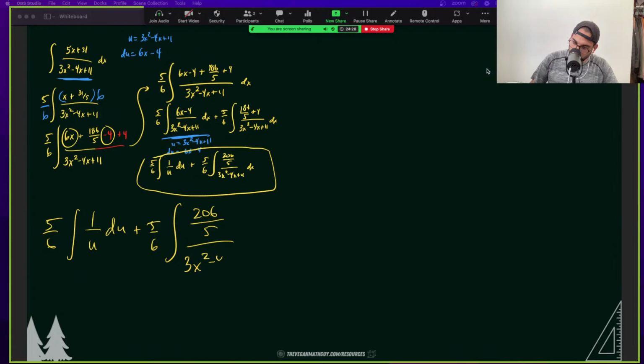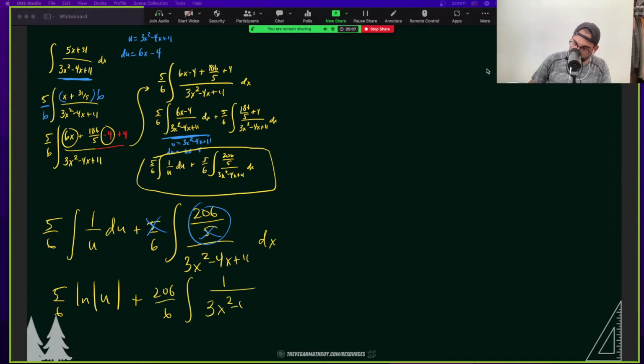Pretty cool, huh? All right, for that first integral that we had, this is just going to become 5/6 natural log of absolute value of u. I'm not going to worry about the plus C until the very end because we still have a second integral that we need to take care of. Plus, let's go ahead and fix these fractions here. So we have the 206. I'm going to bring that 5 that was in the denominator to the outside, and that's going to cancel out with the 5 that's on the outside of the integral. So we have 206 over 6 integral of 1 over 3x squared minus 4x plus 11.